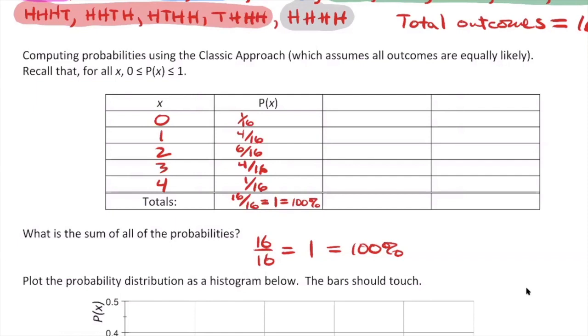Looks like we have to compute these on our calculator. So 1 divided by 16 is 0.0625. I'm just going to put that in next to all this. 4 out of 16 is 0.25. 6 out of 16, I'm guessing, is 0.375. 4 out of 16 again, 0.25. And 1 out of 16 again, 0.0625.